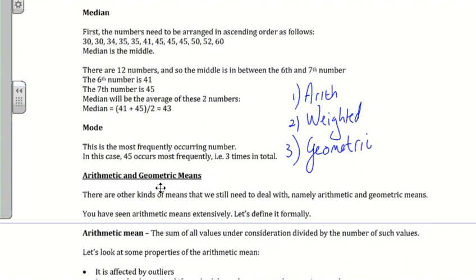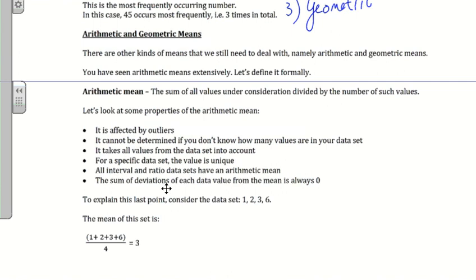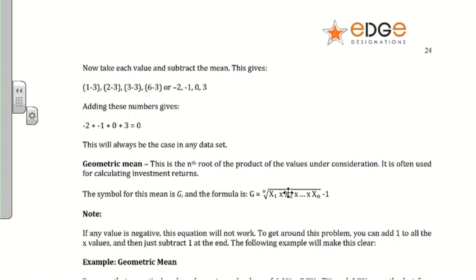Okay, now some of the problems with an arithmetic mean, which we've been dealing with up until now: it does get badly affected by outliers. It cannot be determined if you don't know how many values are in the data set. It takes all values from the data set into account. Nothing is left out. Often the value is unique. All interval and ratio data sets have what we call an arithmetic mean. The sum of deviations will always take you straight back to the number 0. Okay, there we go. Now, let's go over the page, and then to calculate that's nice and simple.